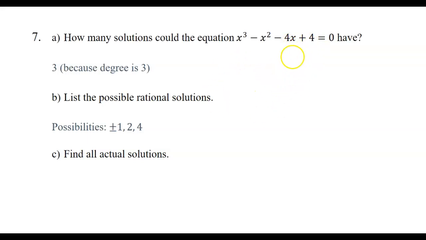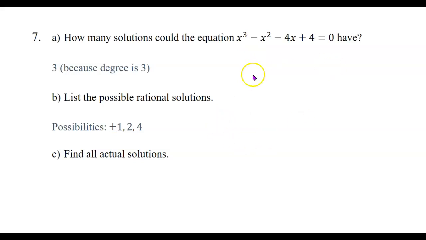The problem with that trial and error method is it might not find all the solutions, because some of them might be irrational or imaginary, or you might have the same number as a solution of multiplicity more than 1.